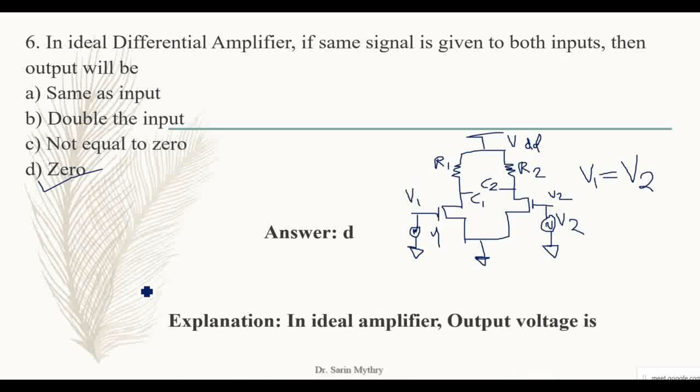So your answer is 0. In an ideal amplifier, the output voltage is Vout equal to V1 minus V2. When V1 and V2 are both equal, the same voltages are being subtracted, and ultimately you get the output to be 0. So this is your answer. The answer is D, that is 0.